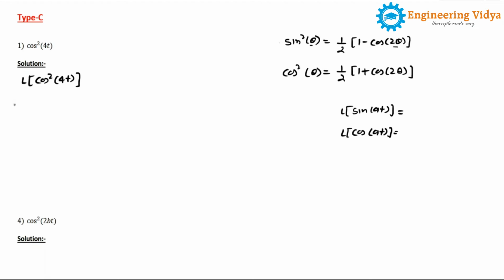So what we'll do after that, now here we'll apply the half angle formula. Here we have the angle of 4t, right? So double of 4t will be 8t. So whenever we apply the formula over here, 1 by 2 will come. 1 by 2 is constant, so it will go to the outside. Then we'll write Laplace transform of 1 plus cos of 8t, since double of 4t is 8t. I hope the formula is very clear to you now. And then after that we'll write Laplace transform of 1 is nothing but 1 by s, and the Laplace transform of cos at will be s upon s square plus 64. I hope this formula is very clear to you now.